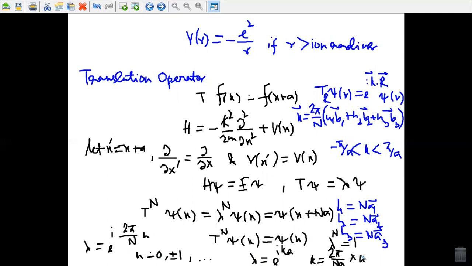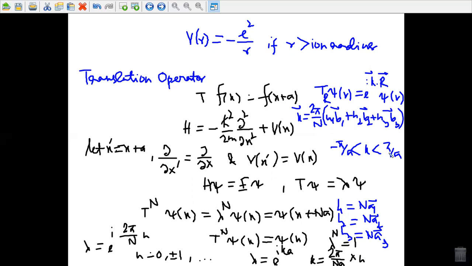It is apparent that two values of k which differ by 2 pi by a times an integer give identical values of lambda. As usual, we choose the N independent values of k to lie in the range minus pi by a less than k less than or equal to pi by a, the first Brillouin zone of a one-dimensional crystal.